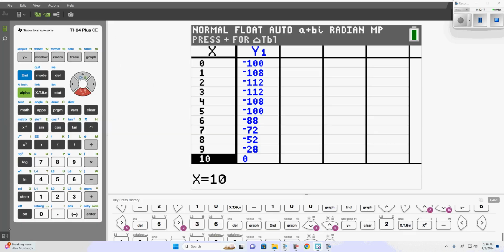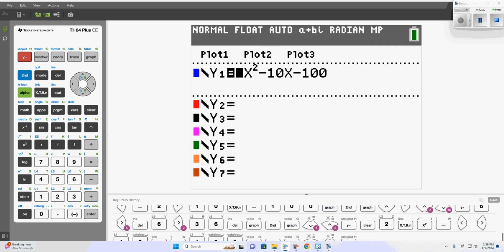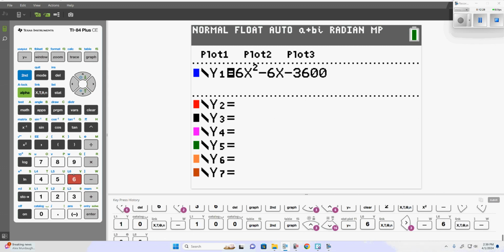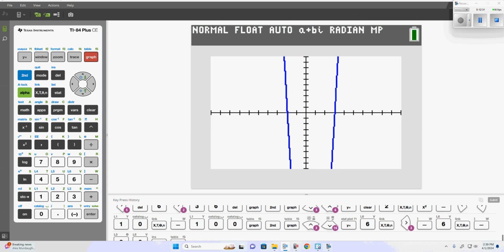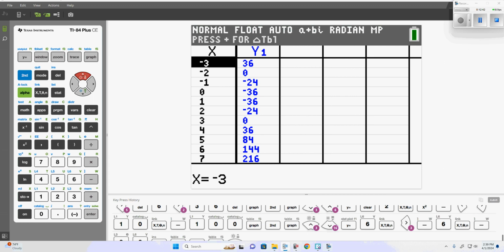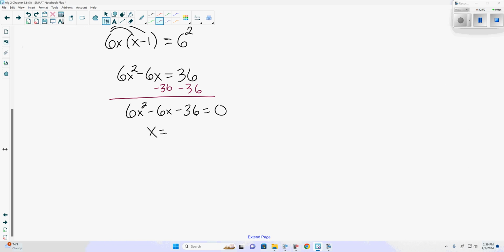Now again, at this point, we could graph it. We could factor it either way. 6x squared minus 6x minus 36. Graph. Well, we do see the two spots where it crosses the x-axis. And we go to the table. These two spots are at negative 2 and 3. So here we're saying x is equal to negative 2, and x is equal to 3.